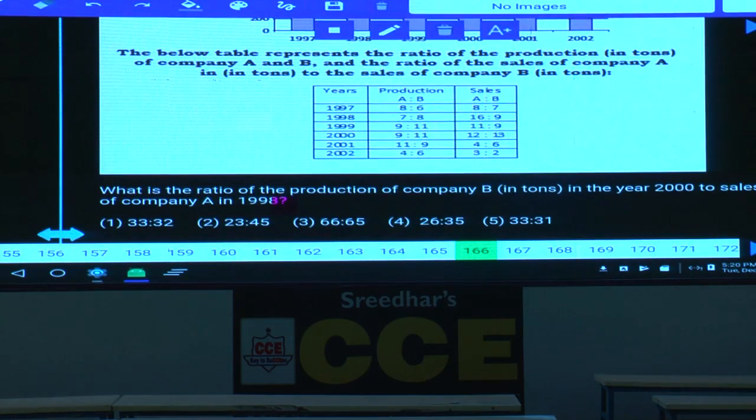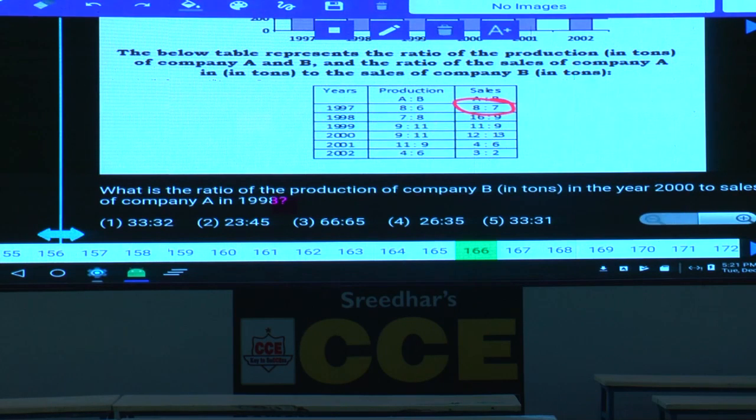Now in production, the ratio between A and B for 1997 is 8:6, sorry, 8:6. 8:6 can be written as 4:3 also. 4:3 in the sense total how many parts? Total production was 700. Now we have 700 equal to 7 parts. 1 part is equal to 100. Production of A, 4 parts, 400. Correct? Production of B, 3 parts, 300.